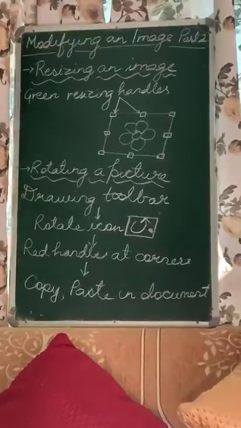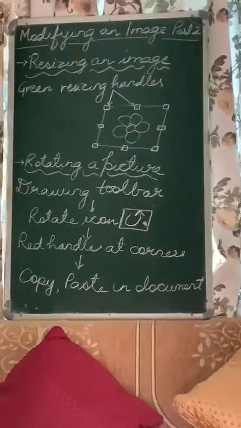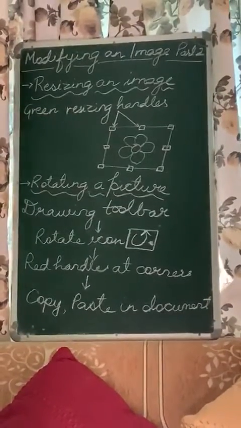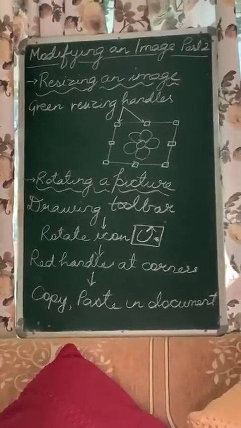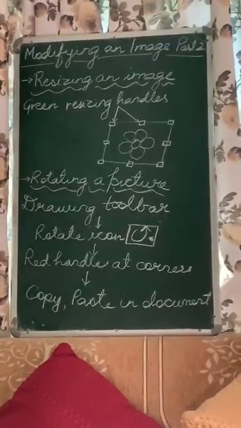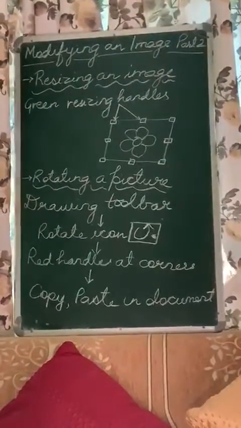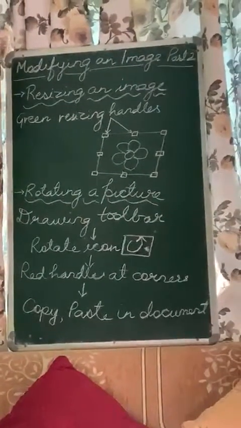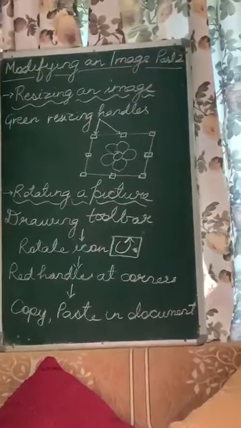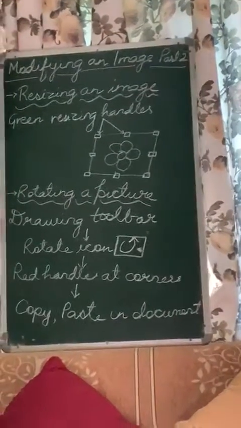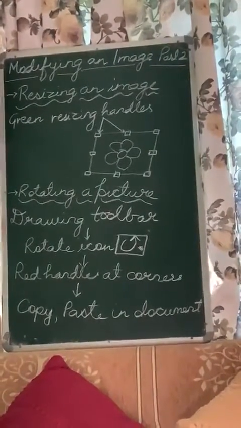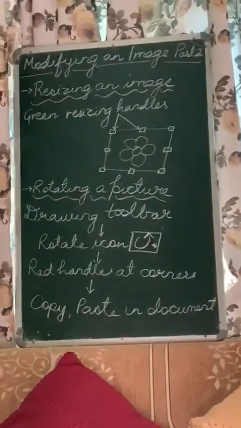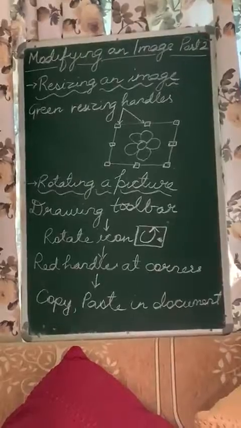So children, today we have studied two things in modifying an image. One is resizing and the other is rotating. Now what is the difference between the two? Resizing means making the size of the image small or big according to your need, while rotating means rotating the image to an angle. You want the image in a vertical form or in a horizontal form or somewhat tilted, so that is rotating a picture.